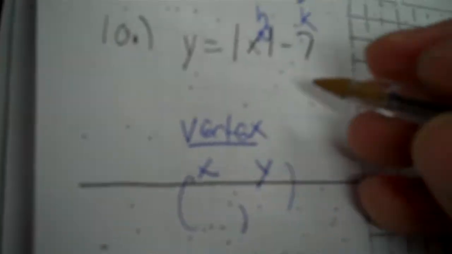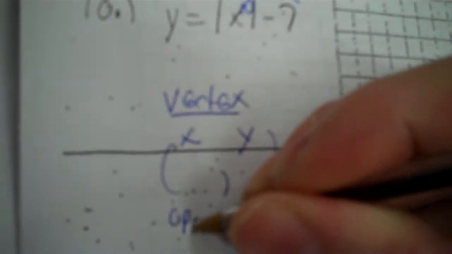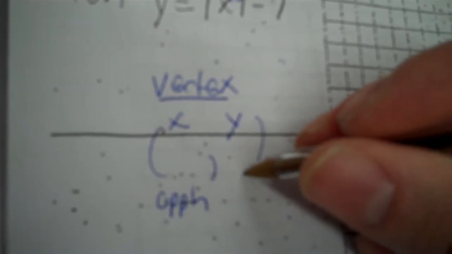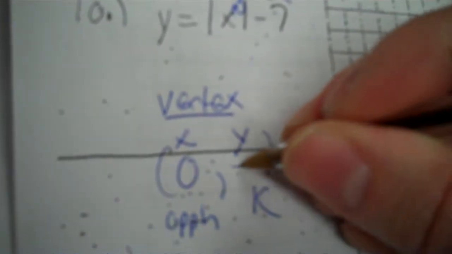You make sure you have something in with the x. Put a plus 0 if you don't have anything. That's your h, whatever's inside, and this is your k. The vertex can be found by taking the opposite of the h and then k. The opposite of h is 0, since 0 doesn't really have an opposite, and then just the k value is negative 7.